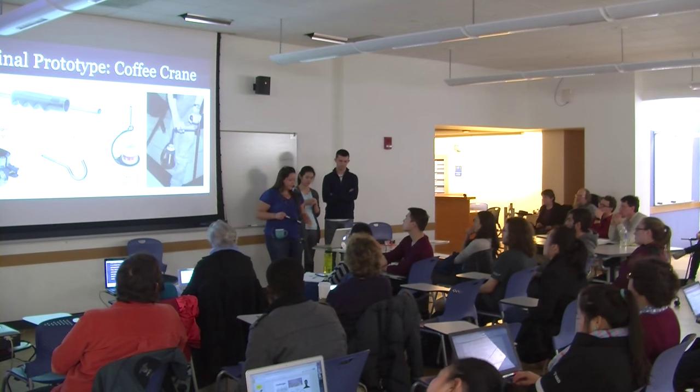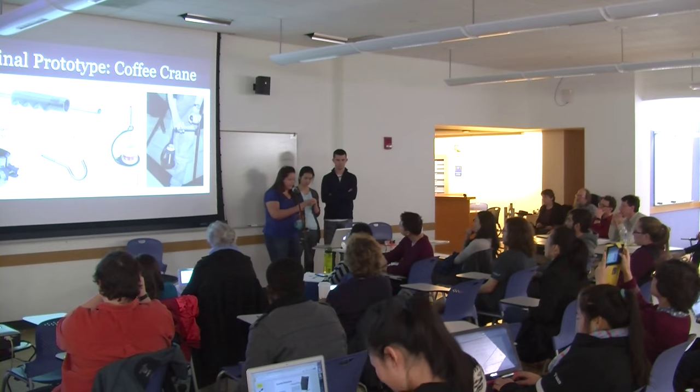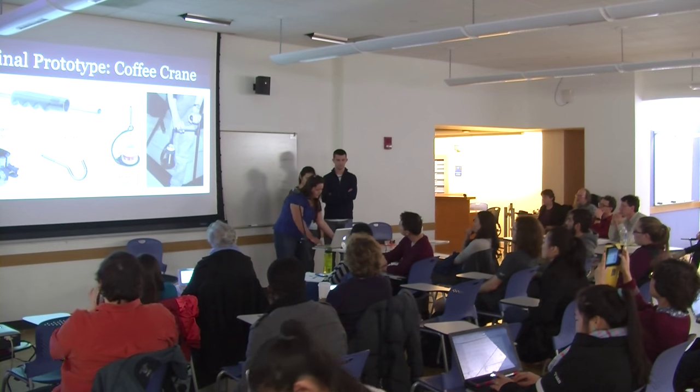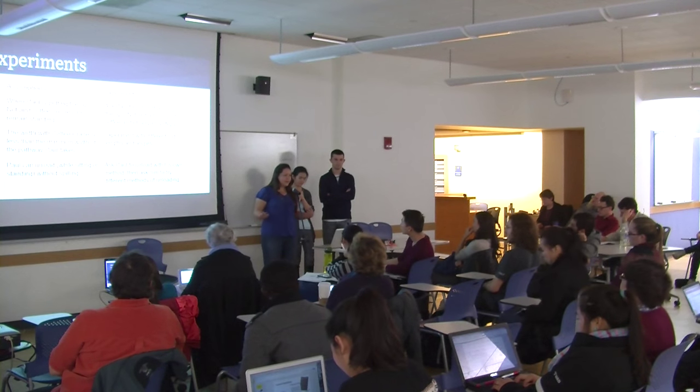And this is the product on Paul's crutch. It doesn't have the handle on it yet. This picture was taken before we put it on. Some of the assumptions that we made while making this final prototype were that when he's putting the Spill Knot on and off, he would be able to remain standing and wouldn't spill anything, and that he would be able to move around his apartment and maneuver in there.